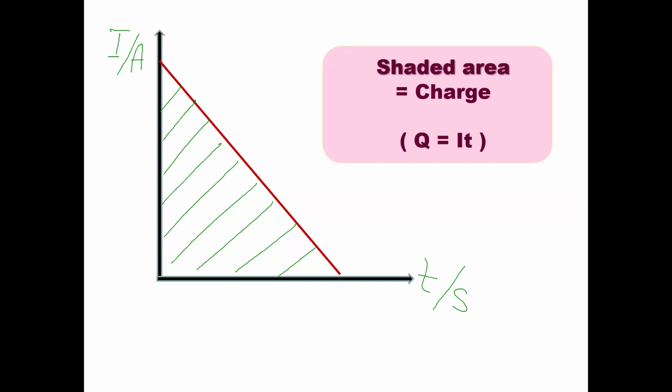Second important concept is the area. Like here I have shaded the area. So area is the product of the two quantities. Why does this area show quantity of charge? Because I into T is the quantity of charge from the formula, because I is equal to Q upon T. So Q will be equal to IT. So now you have to copy this.